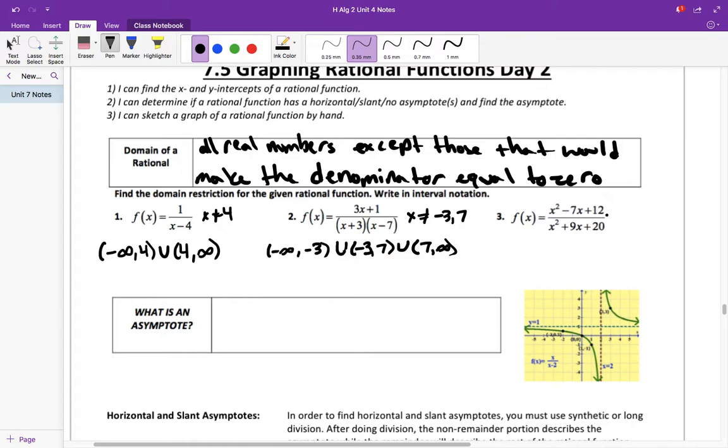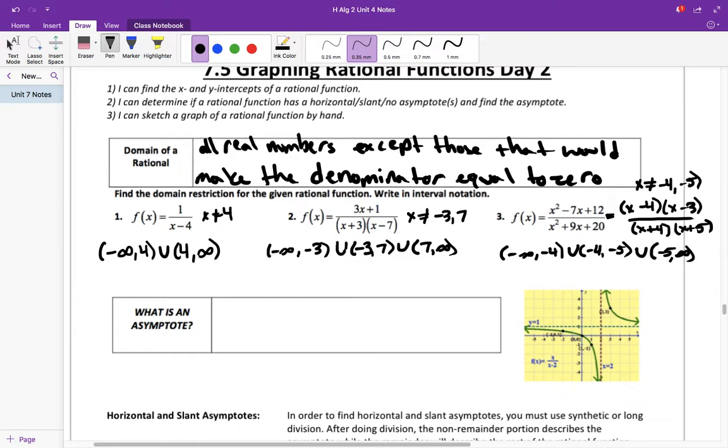Notice on number 3 that it's not factored for us. We're going to have to do some factoring first here. The numerator should be (x minus 4)(x minus 3). The denominator should be (x plus 4)(x plus 5). So if you think about what your domain restrictions are here, you would say that x cannot equal negative 4 and x cannot equal negative 5. And so then for your interval notation, we would say from negative infinity up to negative 4, we are good, and union with from negative 4 up to negative 5, we're good, and union with negative 5 up to infinity.